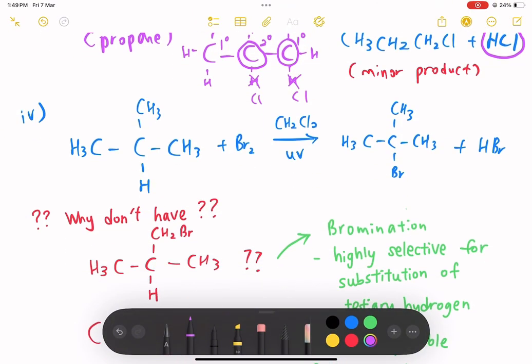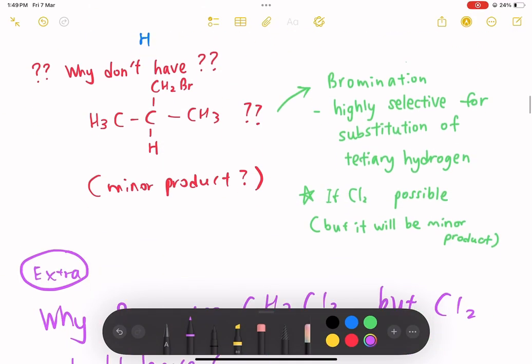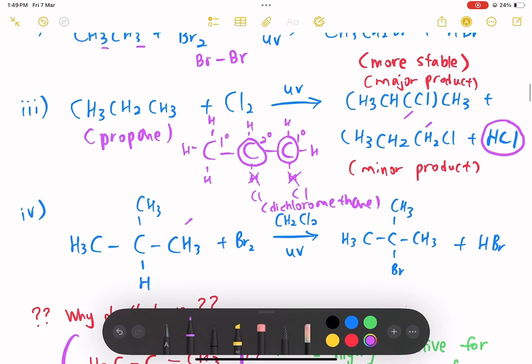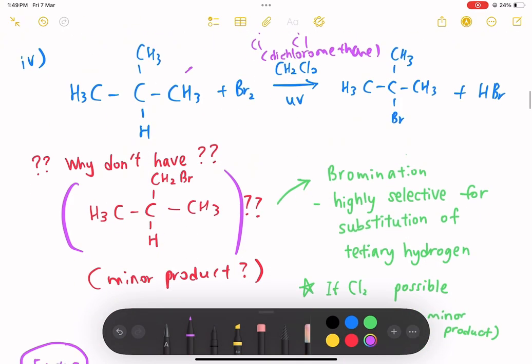Lastly, we have this one. When it reacts with bromine in the presence of UV light under the medium CH2Cl2, which is also called dichloromethane, it will form this one. You may wonder why it does not have this one as the minor product, because normally, for this question, it has major and minor products even though the hydrogens are not identical.